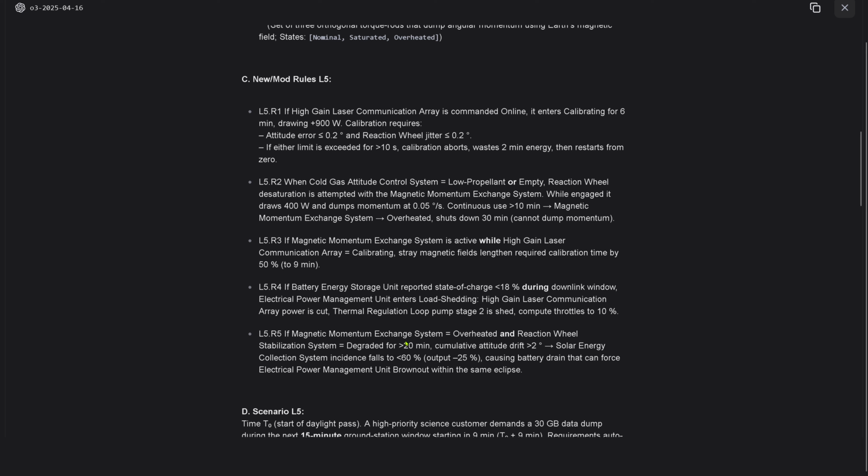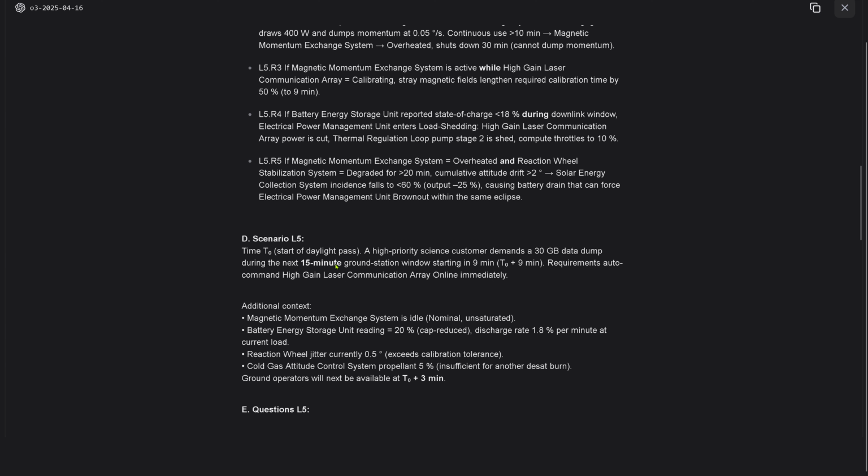So if the magnetic momentum exchange system is overheated and the reaction wheel stabilization system is degraded for more than 20 minutes, the cumulative attitude drift will be more than 2 degrees. Therefore, the solar energy collection system incident falls to less than 60% with an output of minus 25%, causing the battery drain that can force the electric power management unit brownout within the same eclipse that we are entering. So let's make it a little bit complicated. We have now another scenario that we add on.